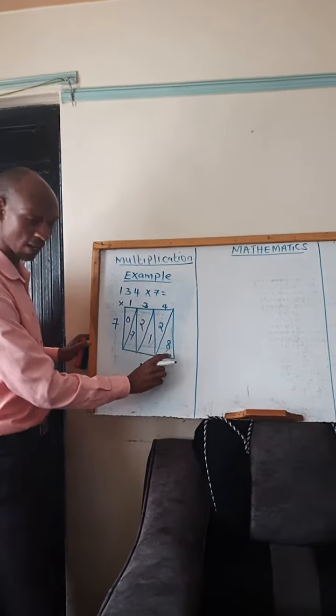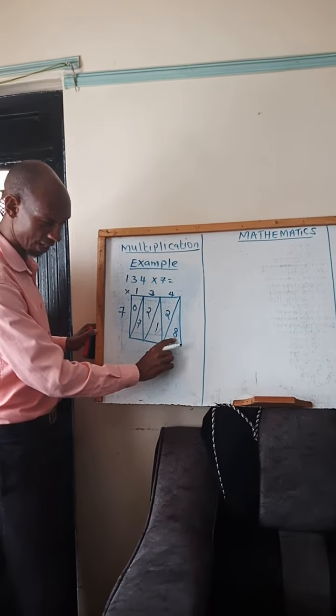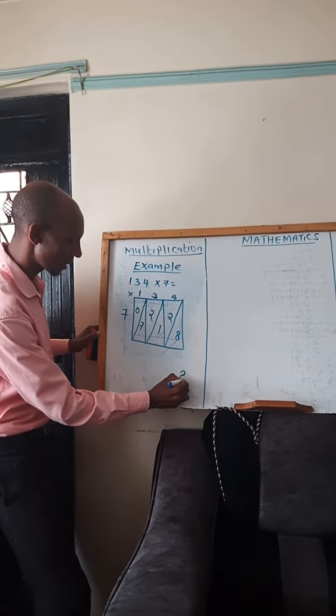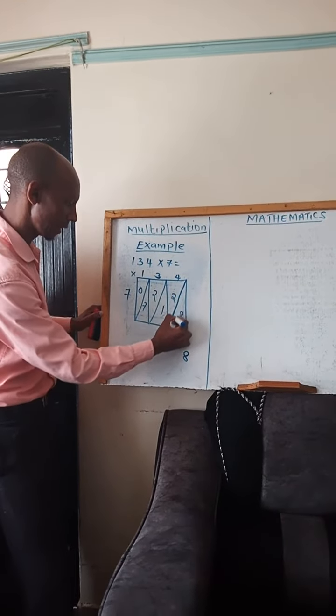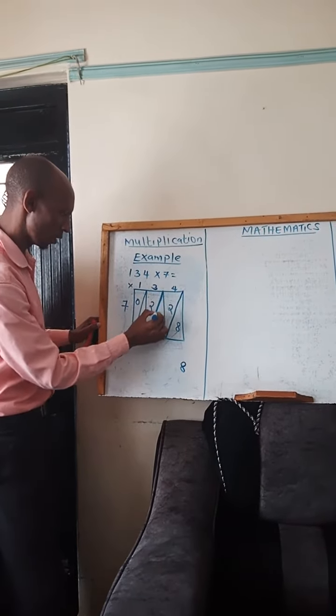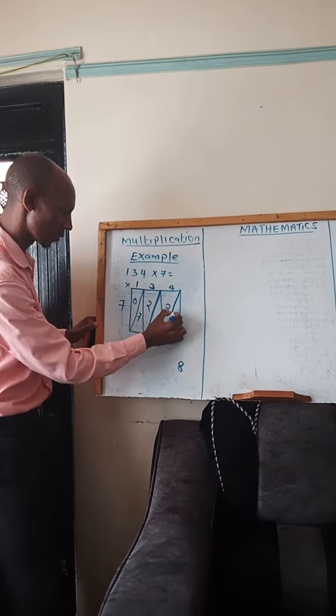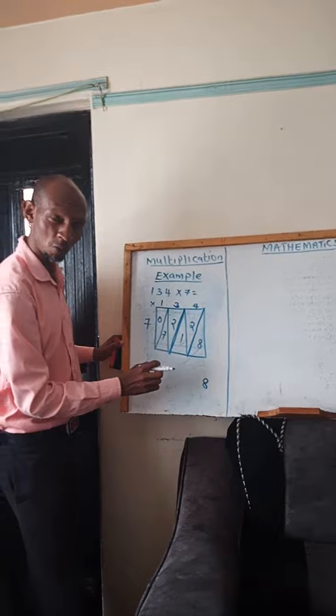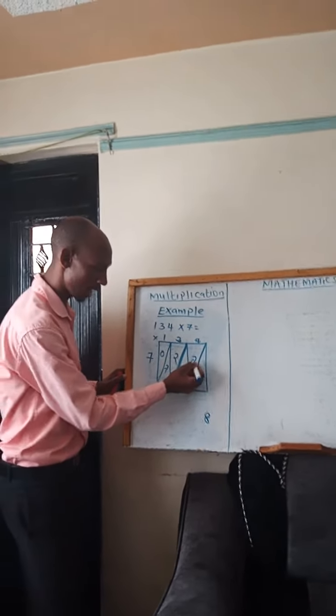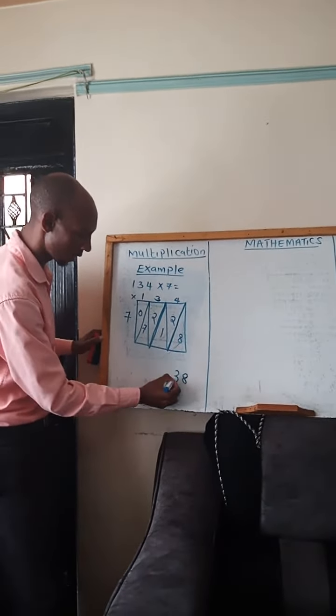And in this case, I have written digit 8, and therefore you start with it. Then you add the numbers in between the 2 diagonals. In this case, we have 1 and 2, and therefore you're supposed to add them. 1 you add to 2, you're supposed to get 3.